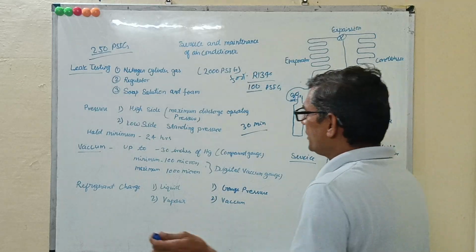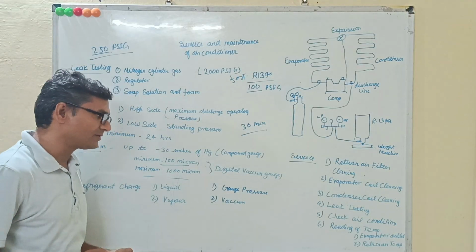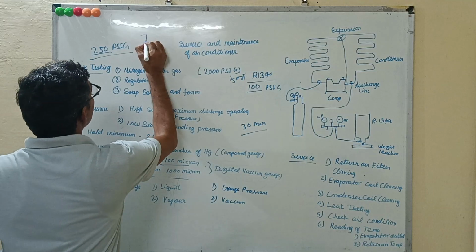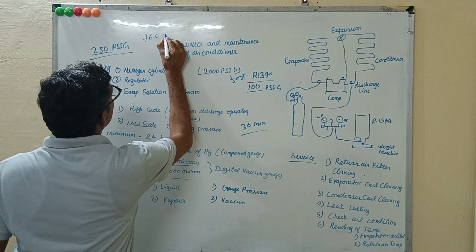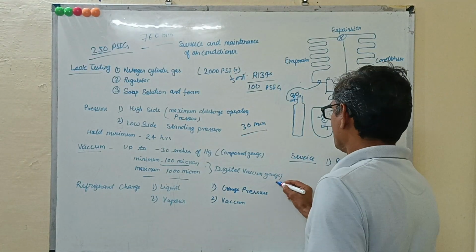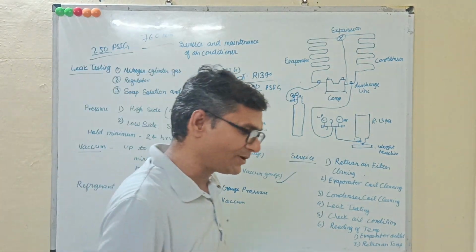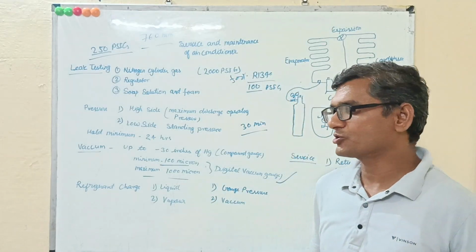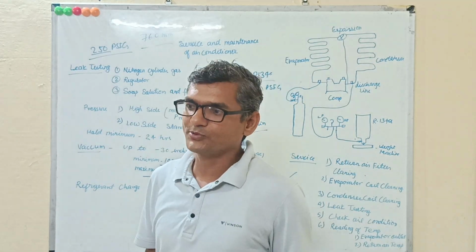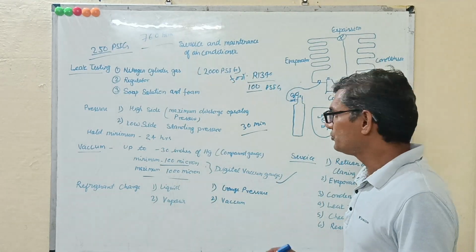For bigger plants, minimum we have to vacuum to 100 microns and maximum 1000 microns. Actually, here 760 mm is the atmospheric pressure. We can use a digital gauge, because a compound gauge only shows up to minus 30, which is below atmospheric pressure, because 30 inches is the atmospheric pressure, but it is not possible to observe how much the pressure is. Okay, so we have to use a digital gauge.